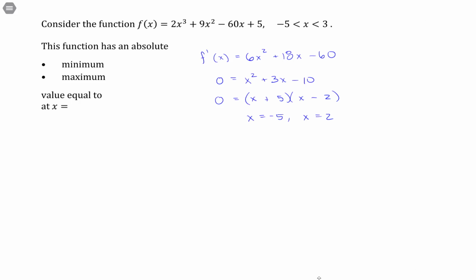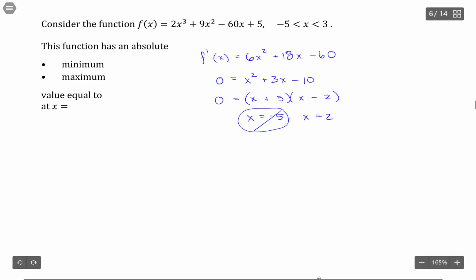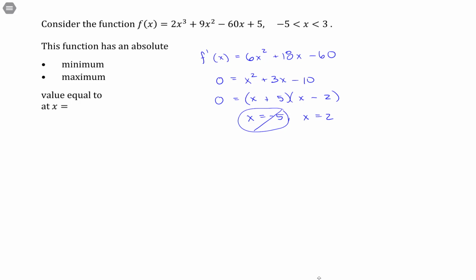Now, here's the thing. Notice my interval. This interval says x has to be greater than -5. So this point right here isn't technically on my interval, so I don't really need to concern myself with it. So it's really only the +2 that's an option. So I need to figure out if +2 is an absolute maximum or an absolute minimum. So it happens at x equals 2.